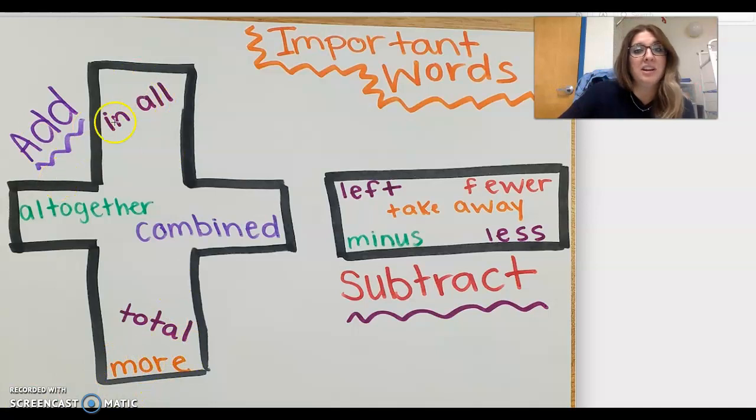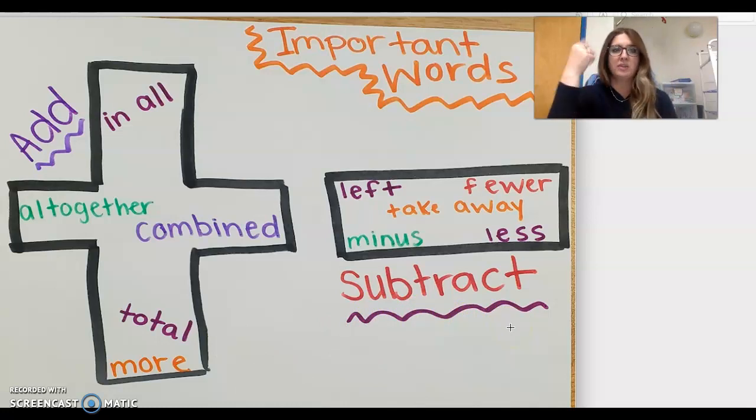So we use the word more and in all. Or it could have said, how many apples do I have all together? Or it could have said, how many apples do I have combined? That means putting together. Combined. Putting them together. Or how many apples do I have in total? How many total apples do I have? That means that we are putting it together to make a bigger number. But sometimes we have story problems that are going to ask us to subtract.